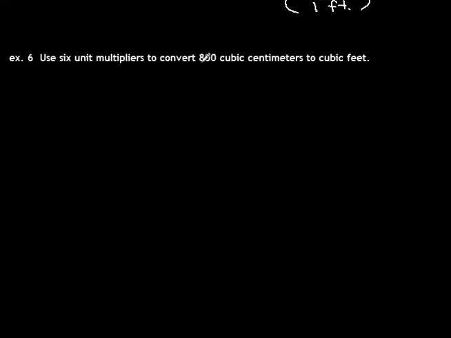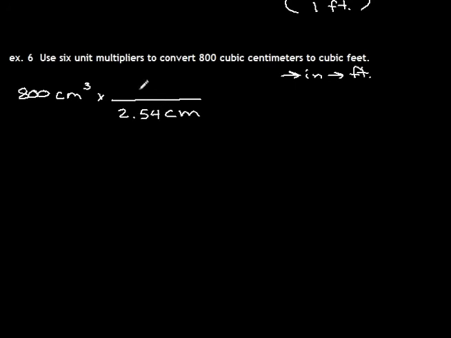We're going to use 6 unit multipliers to convert 800 cubic centimeters into cubic feet. So we have to go from centimeters to inches to feet. So let's do it the shorter way. We're going to go to inches. So we know that we want centimeters on the bottom so that they can cross out. We know that there's 2.54 centimeters in 1 inch. And we're going to be cubing this whole thing.